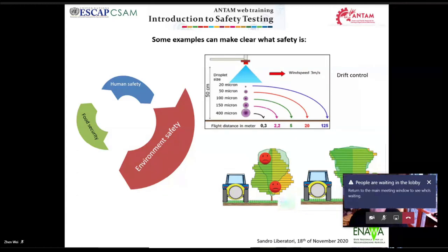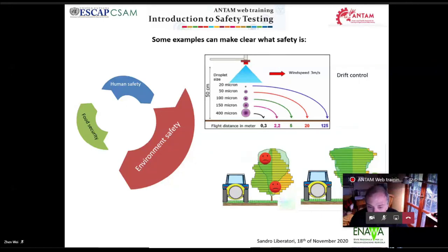The distribution is bad because some parts of the plant are not affected by the chemical. In the second picture, just by regulating the machine properly, we can have an optimized distribution and a very good job done, with fewer problems of chemical going into the soil. So you see how important machinery is, even dealing with environmental safety. Agricultural machinery is really a main issue dealing with safety.